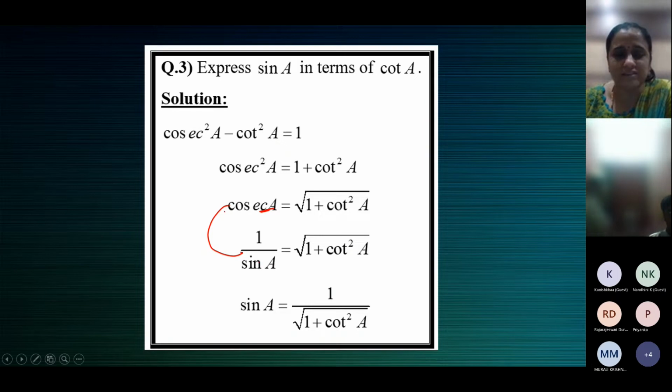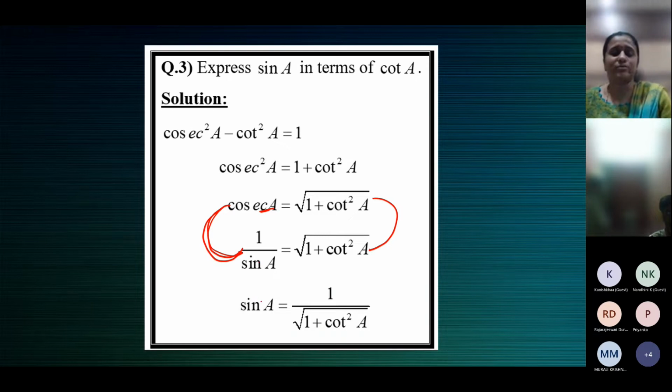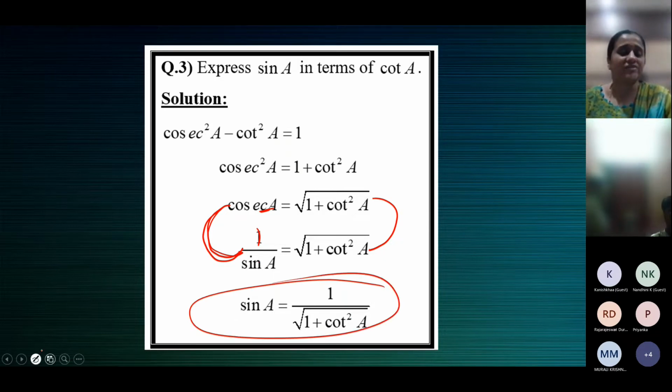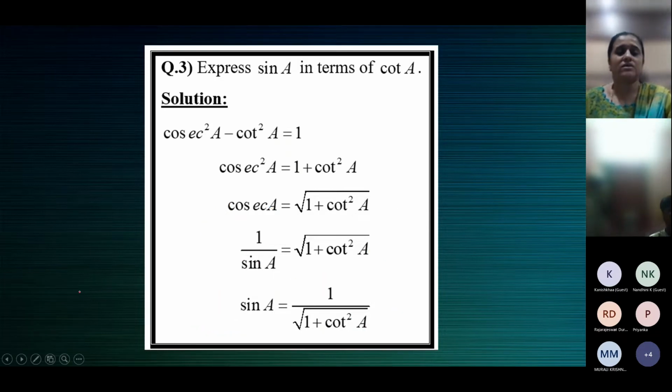See, this one, we are writing the same thing. Instead of cosecant A, we are writing its equivalent, 1 by sine A. We are not taking reciprocals. Cosecant A is the same as 1 by sine A. Write this as it is. Now we are taking reciprocals on both the sides. 1 by sine A, we are writing as sine A, the reciprocal. So the reciprocal of this is 1 by root of 1 plus cot square A. Taking reciprocals on both the sides, you get this step.